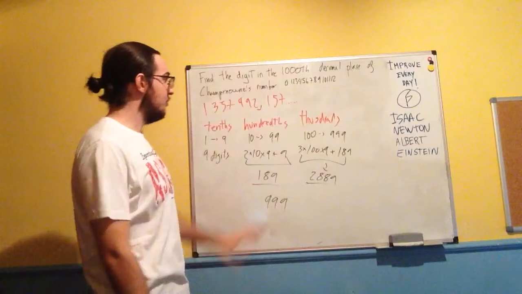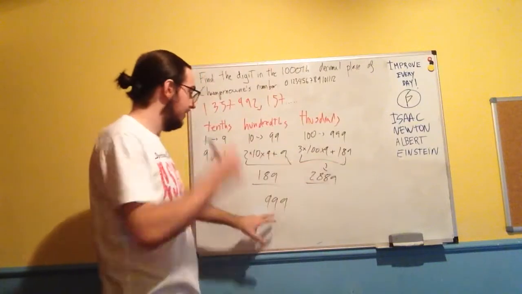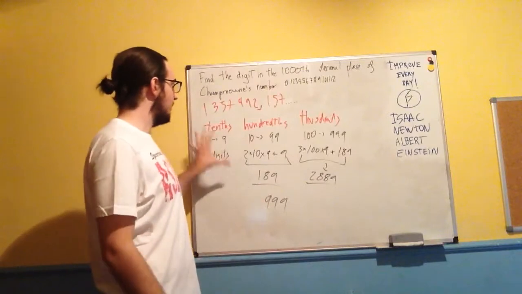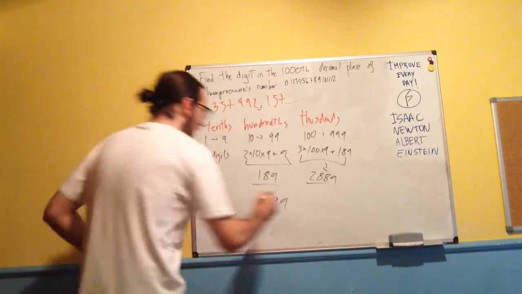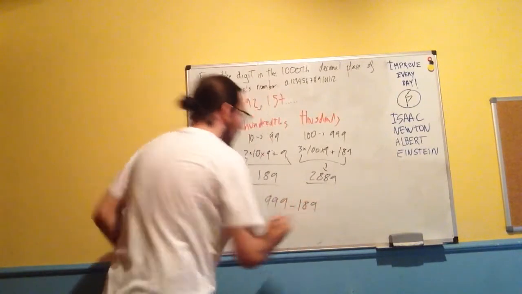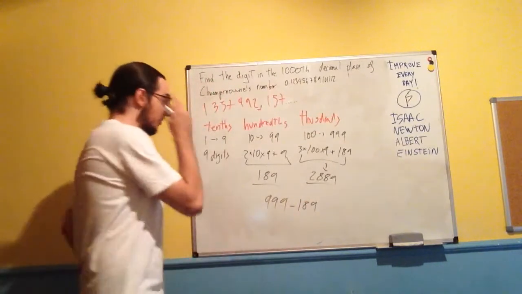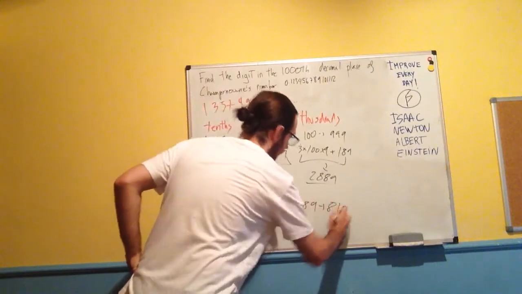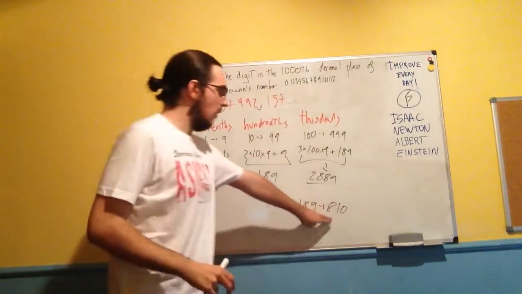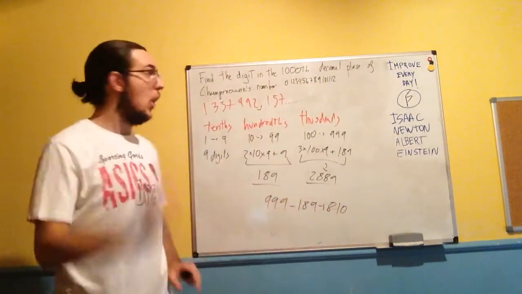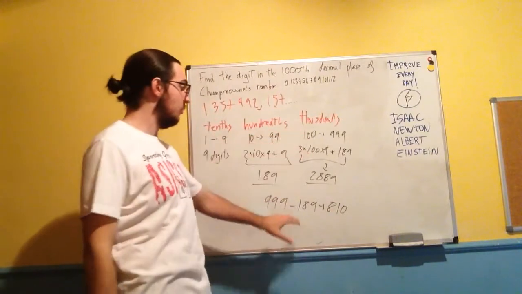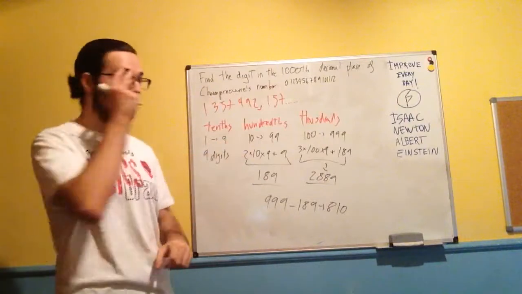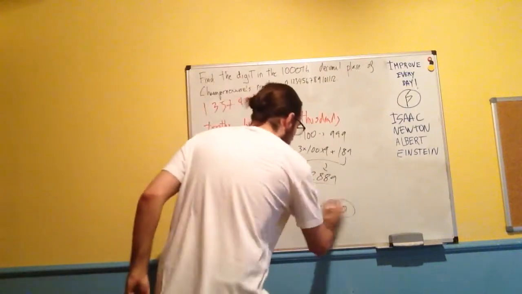And to do that I have to remove this 189, because inside this number we have obviously the digits coming from the tens and the hundreds. So I have to remove 189, and like that we get 810 digits that just belong to the thousands, because we have just removed the ones coming from the tens and the hundreds.